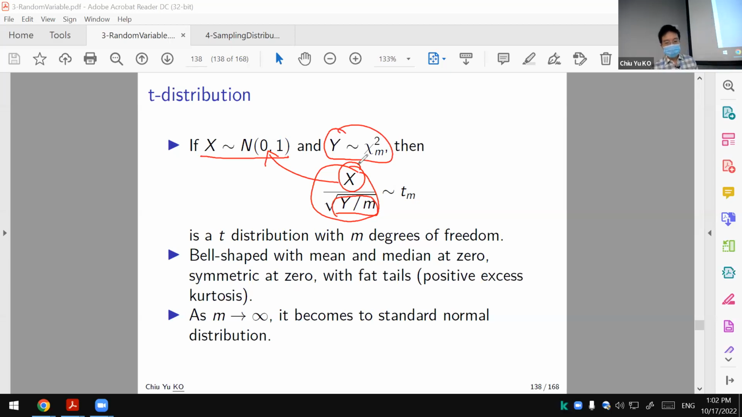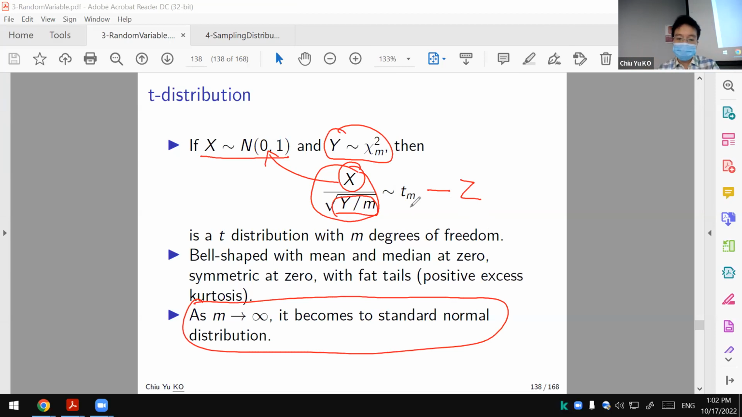So this looks like an amazingly ugly expression, and then you ask, what is this guy? What this guy basically is, again, a bell curve. Actually, it's very close to the bell curve. It's very close to a standard normal, very close to Z. In fact, the last line says if M goes to infinity, it becomes Z. So if you add more and more chi-square at the bottom, that will become a Z.